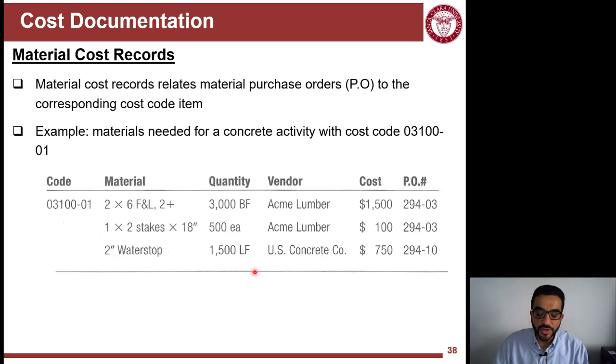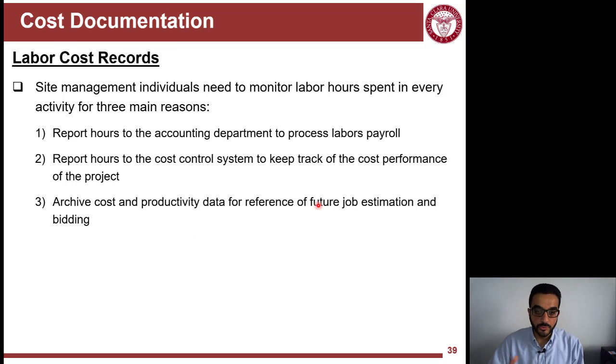But by looking at that, you can know what's happening here, what materials you order, and how much it costs. So you can connect. And the beauty of electronic systems is that this is all done electronically, in real time, and it's very readily available on computers and phone apps. It's amazing how technology is improving the industry here. Labor cost records. So, same things.